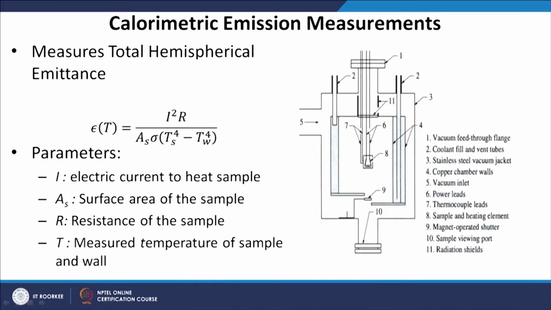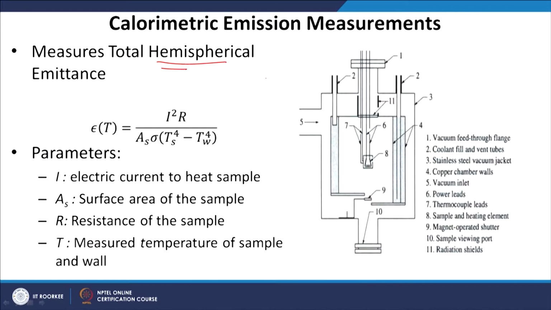So, let us see how these devices can be used to measure the properties of plane surfaces. The first property that we are interested in measuring is hemispherical emittance. That means the surface emits radiation in all directions, and this average emittance we want to measure.